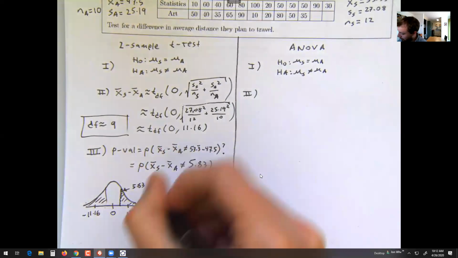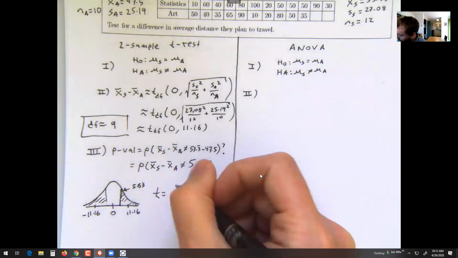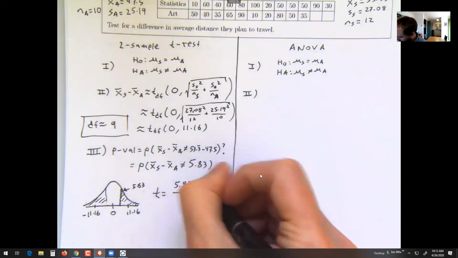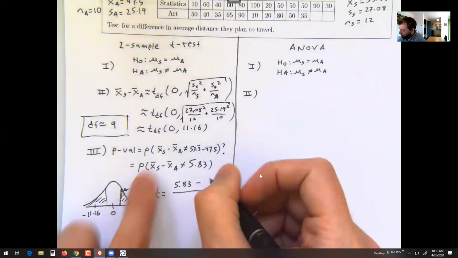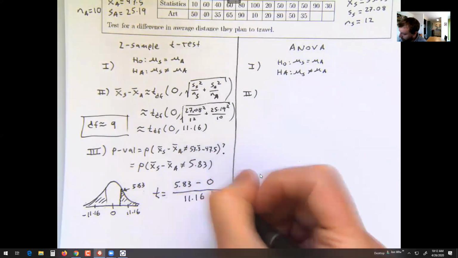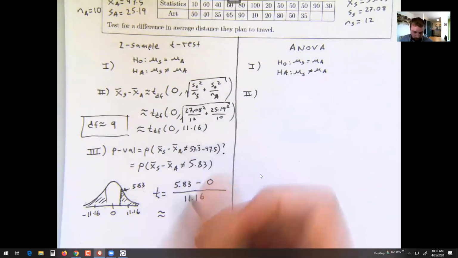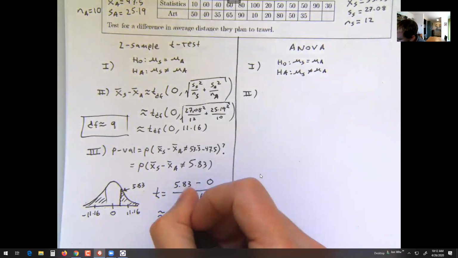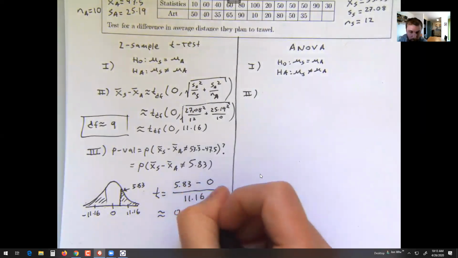That's okay. I'm going to find my t-score by taking my value minus the center of my curve divided by my standard deviation. This gives me a t-score of 0.522 or so.